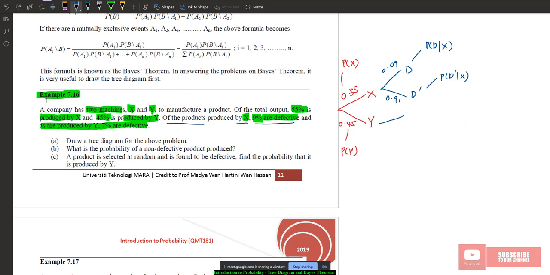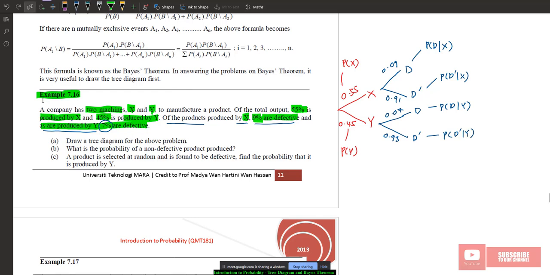So for Y, it still has the same outcomes, either defective or non-defective, right? If you can see, of the product produced by Y, 7% are defective. So 0.07 is defective. Non-defective is 0.93. It's the complement of defective. So this is the probability of D given Y. This is the probability of D complement given Y, right? So this is the tree diagram.